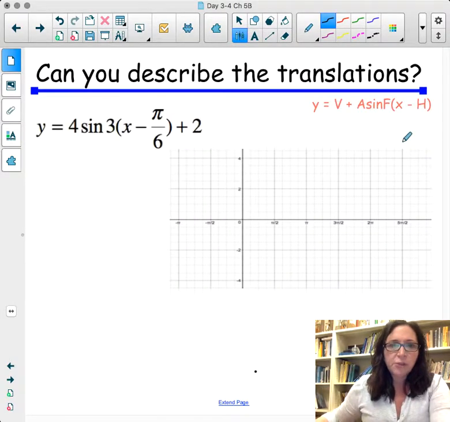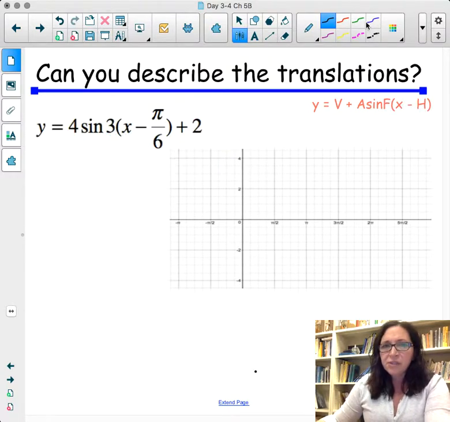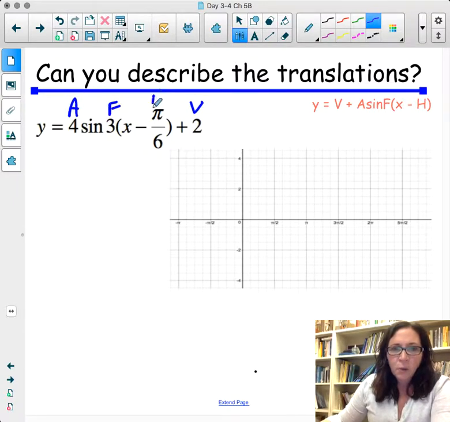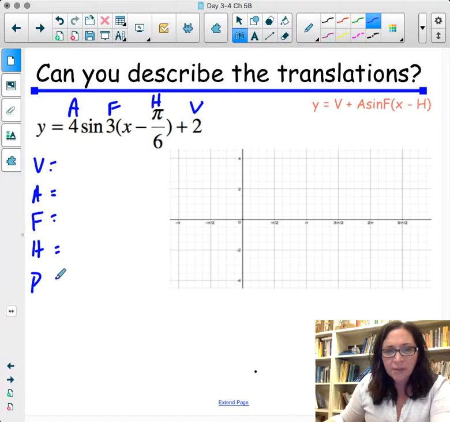Okay, so the first one, what we have here is a sinusoid: y equals 4 plus sine 3 times the quantity x minus pi over 6, plus 2. In the previous two videos, we talked about VAF, V-A-F-H-P, translations, where the vertical shift was this value here, amplitude, frequency, and horizontal shift. So I like to put these values here. V-A-F-H-P. And when you're doing these, you're going to plug these in.